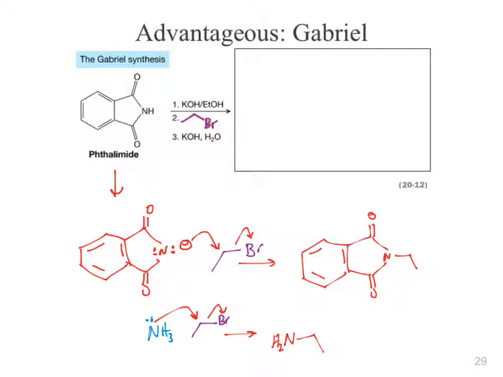Now I can do it again. Yeah, nitrogen attacks again. It's not that it can do it again, it's that it can do it again because of those. It will do it again for this one.